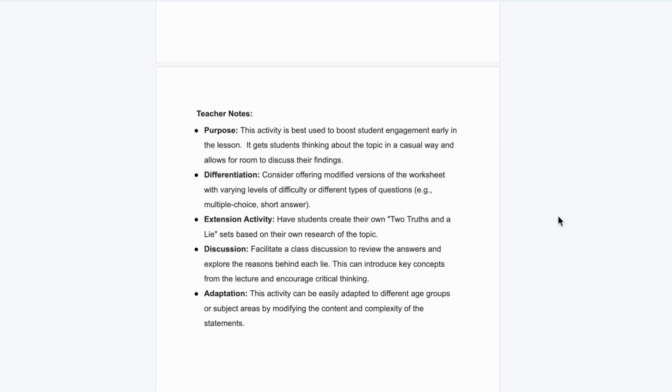And then to finish up, I just have teacher notes here. This gives the intended purpose of the activity. It gives some possibilities for differentiation. There's an extension activity, a possible discussion, adaptations. But yeah, that's going to be a lie detector worksheet.